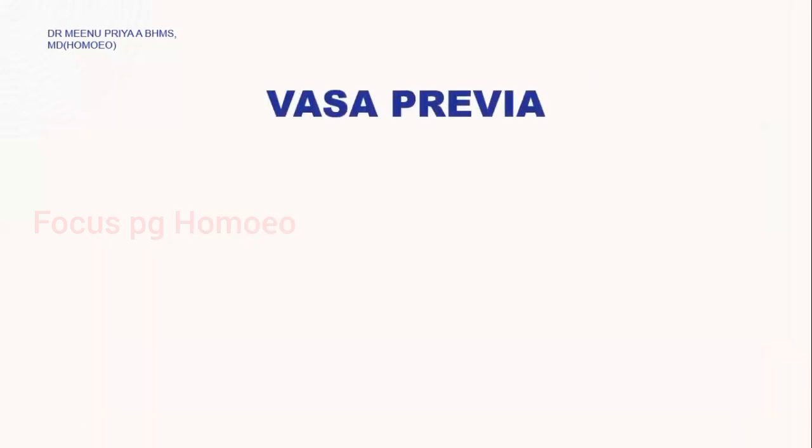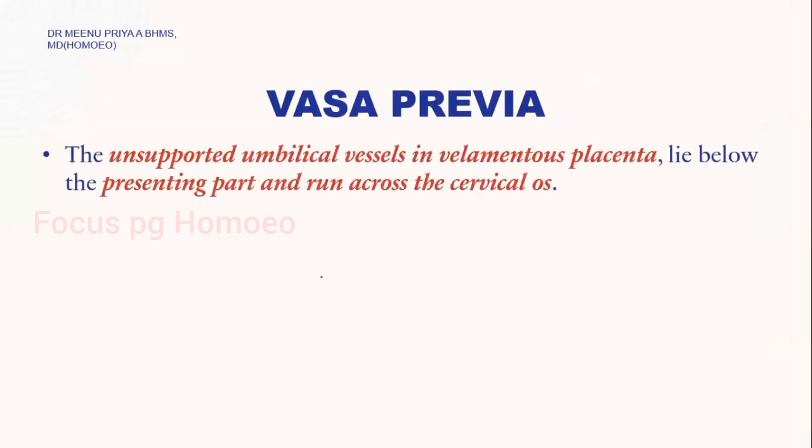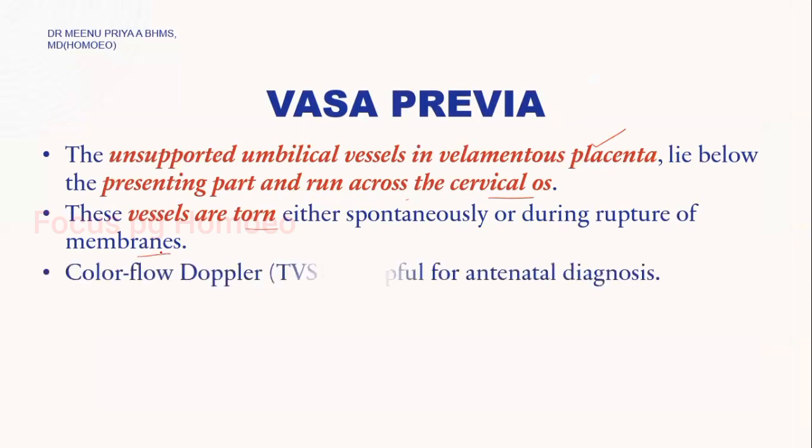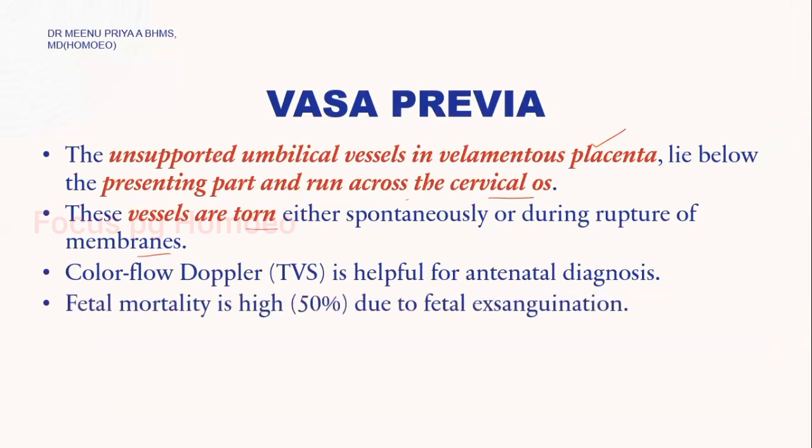Now, vasa previa, as we discussed earlier. These are the unsupported umbilical vessels in velamentous placenta, usually associated with placenta previa, which lie below the presenting part and run across the cervical os. So the vessels are torn with spontaneous rupture of membranes. Color flow Doppler is helpful for the diagnosis. And maternal fetal mortality is high, 50%, due to fetal exsanguination.